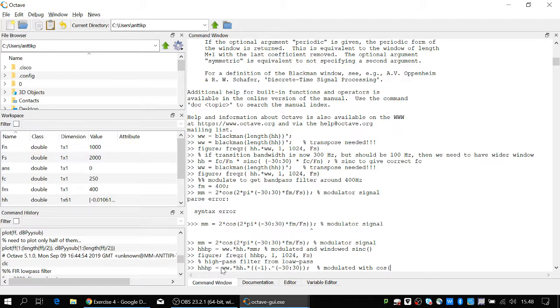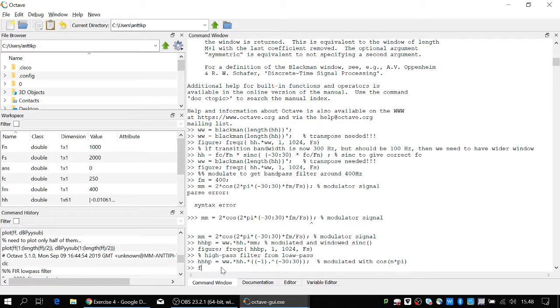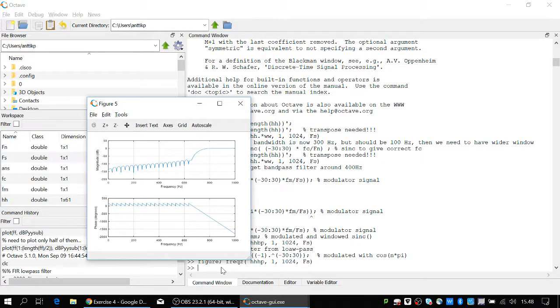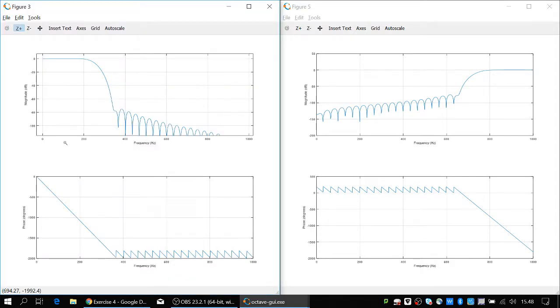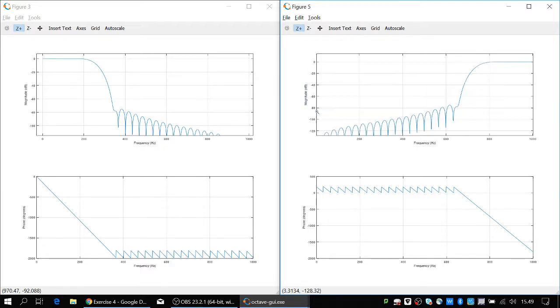So this is actually cosine times n times pi. And again, figure high pass filter. There we go. That's the low pass filter on the left again, and high pass filter. Let me zoom it just about at the same range here, 100, maybe like that. Okay, so it's just the mirror image of the previous.